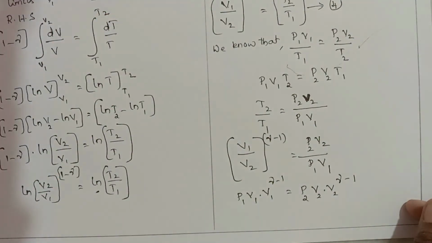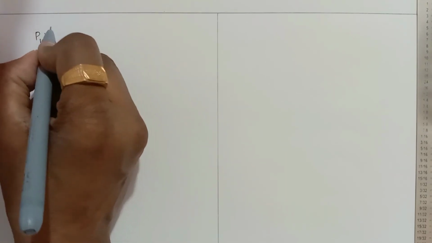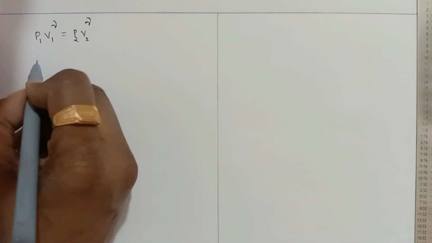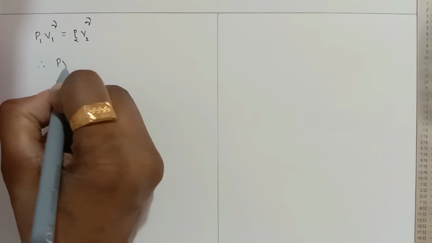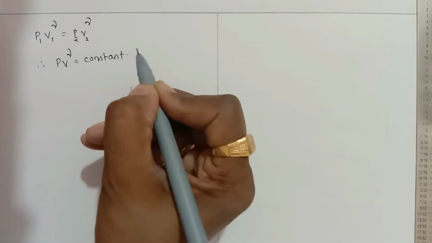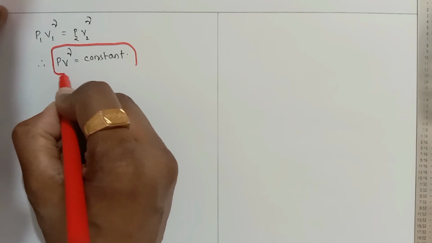Next step, write down, students. P1 V1 to the power gamma is equal to P2 V2 to the power gamma. So in general we write it as PV to the power gamma is equal to constant. This is how we show PV to the power gamma is equal to constant in an adiabatic process. Understood? Okay.